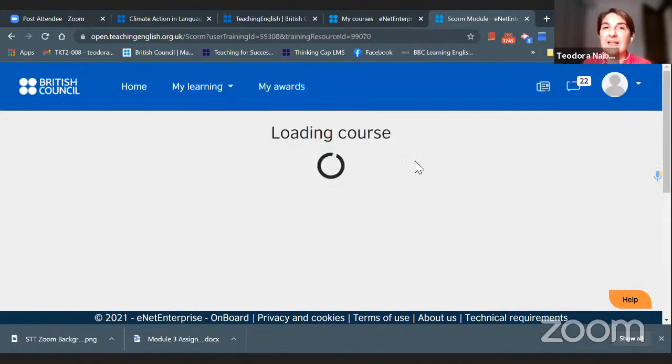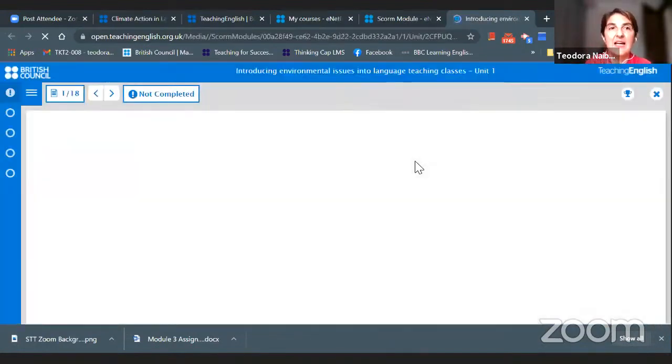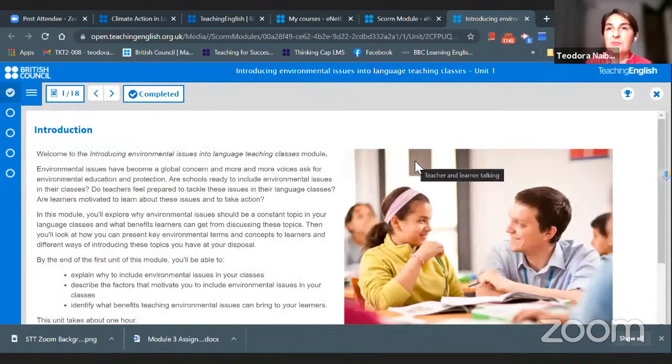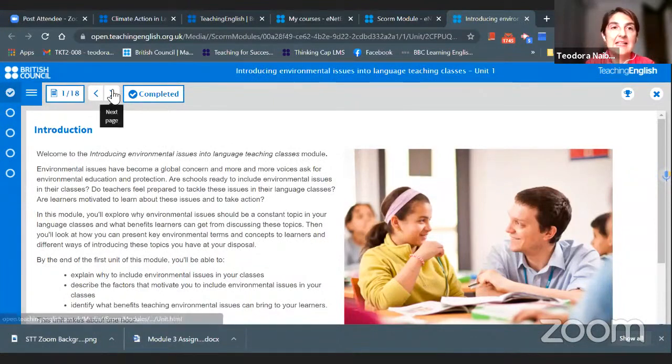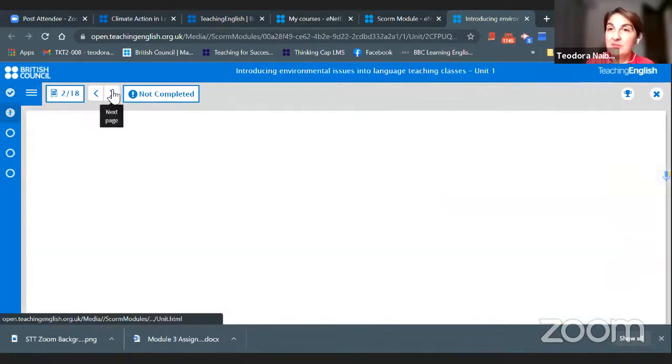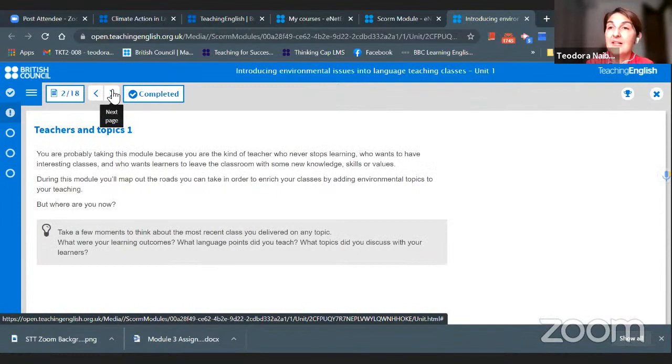And just keep in mind that these activities here are not meant to test you. They are here so that you can learn in many different ways. And in some pages, all you have to do is read information. You also have a lot of reflection here, so it will make you think about this topic and how you can introduce it into your language classes.